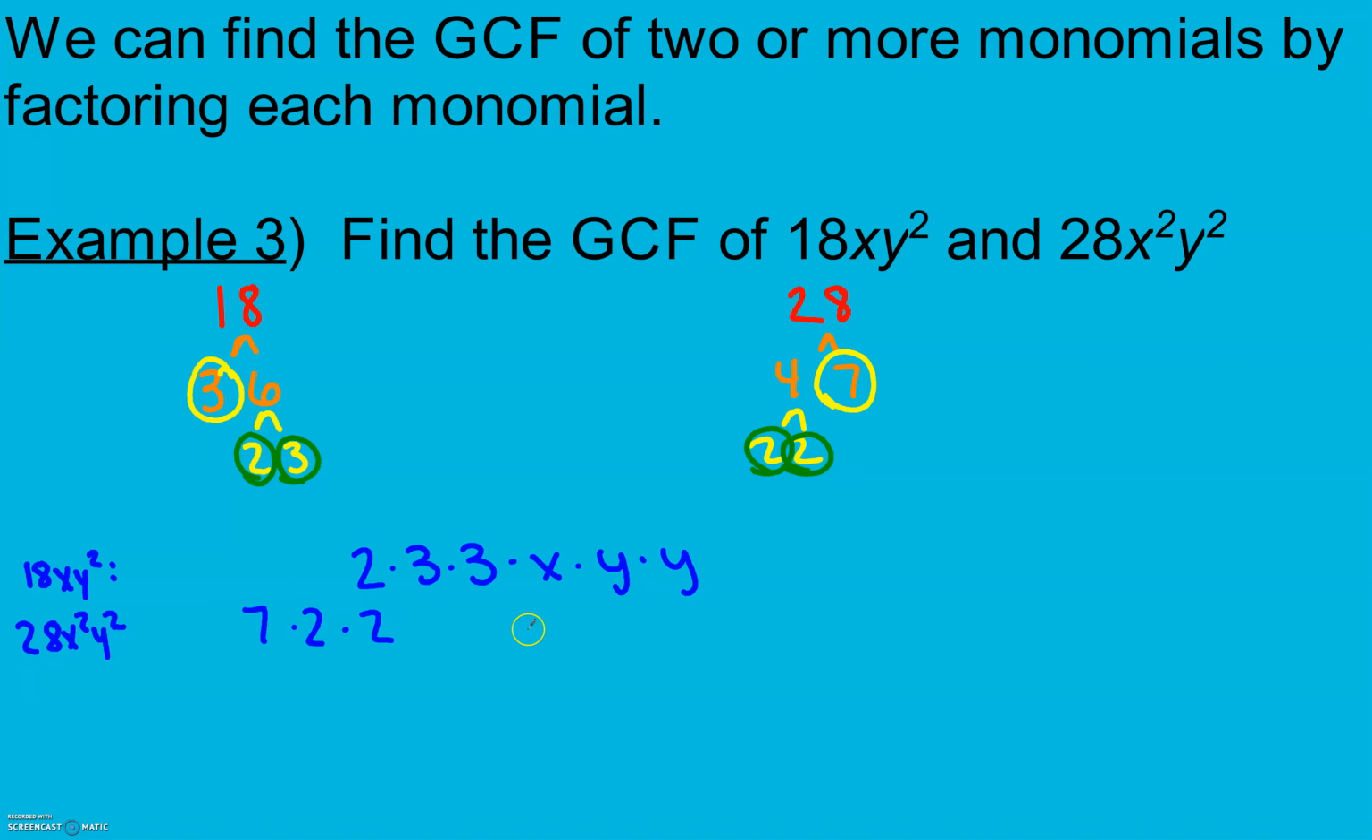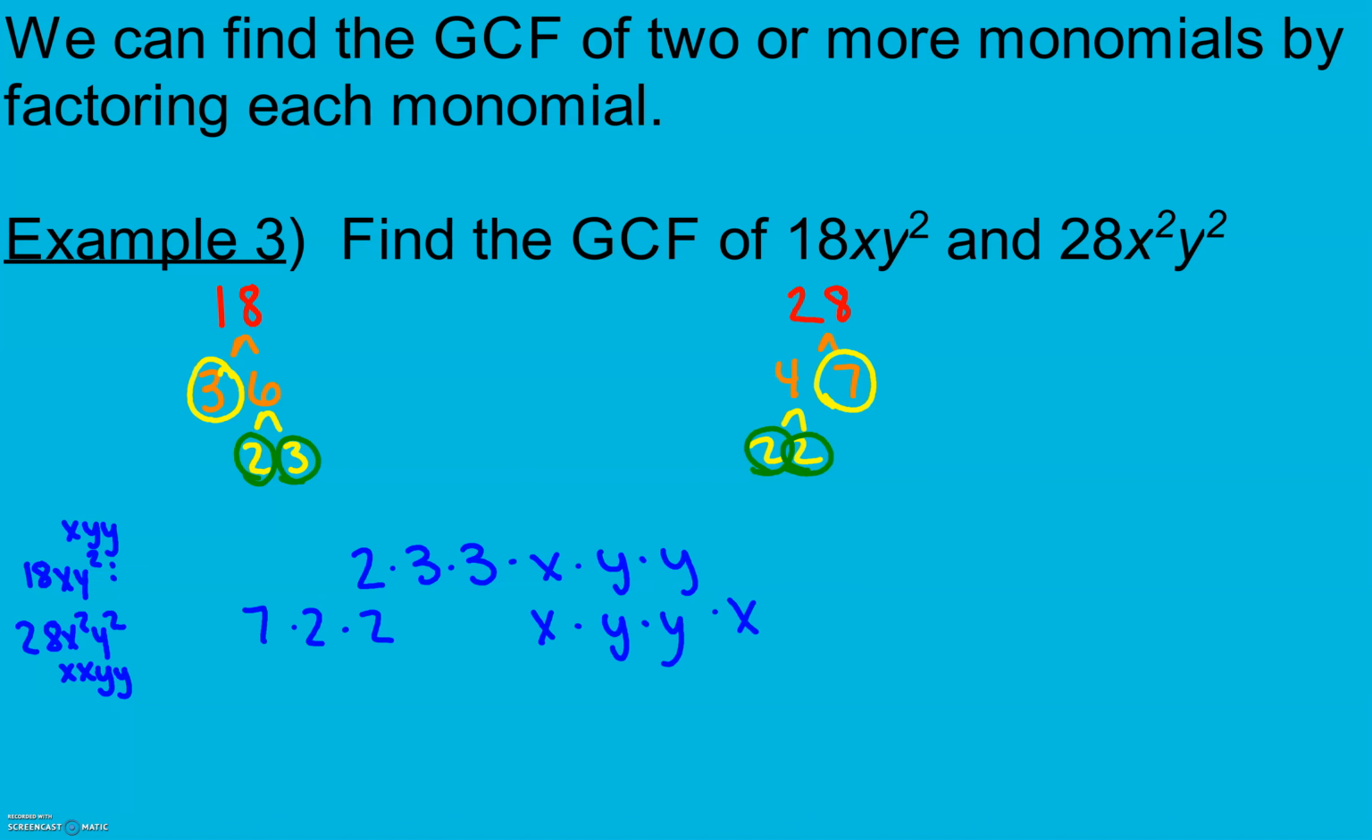I have an x squared, so I put an x in my x column, and I need one more. I need 2 of them, and a y squared, so a y in each. Remember, base times itself, exponent number of times. This is x, x, y, y. This is x, y, y.